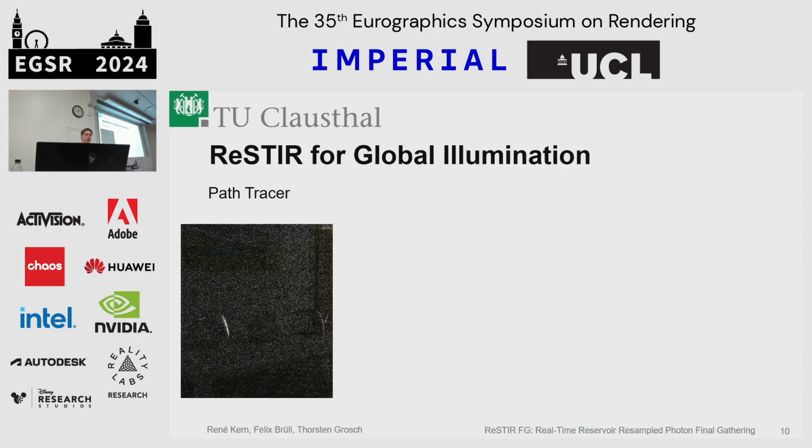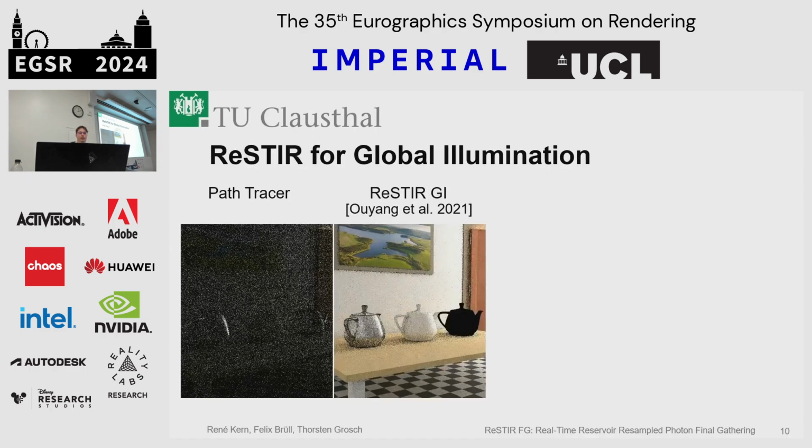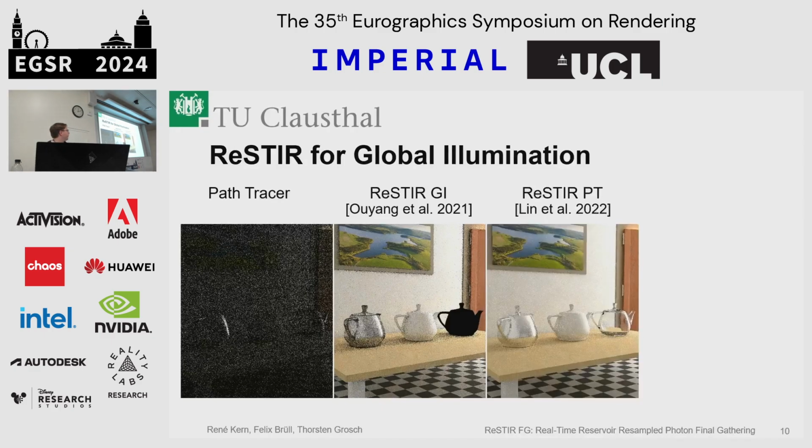ReSTIR was also used already on global illumination. Here we can see a 1 sample per pixel path tracing image, and ReSTIR GI traces one path and resamples the hit at the first diffuse hit. But this does not really work well on specular materials, as these paths have a very small lobe and often cannot be resampled. Then there's also ReSTIR PT, which is a prototype in the generalized resampled importance sampling paper.